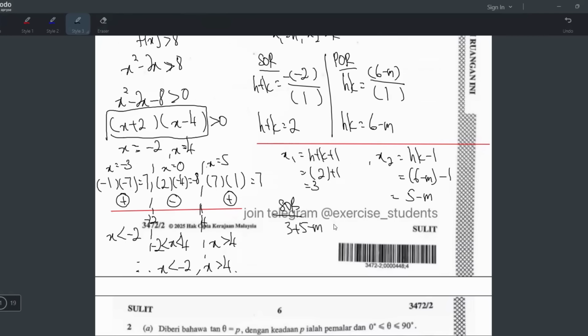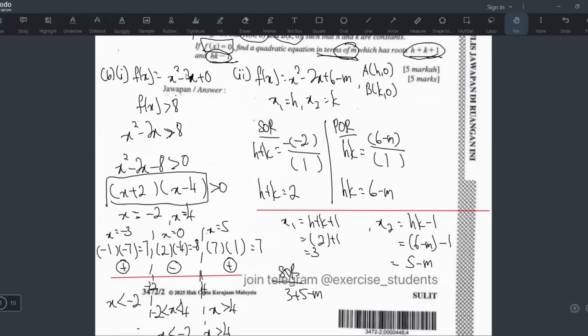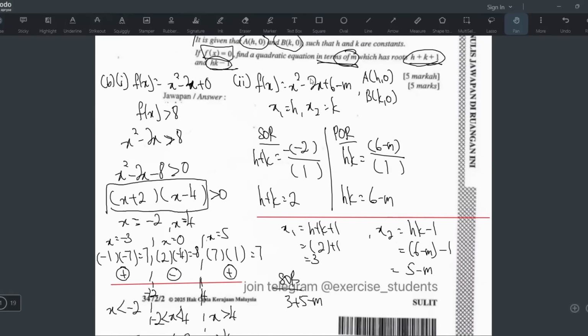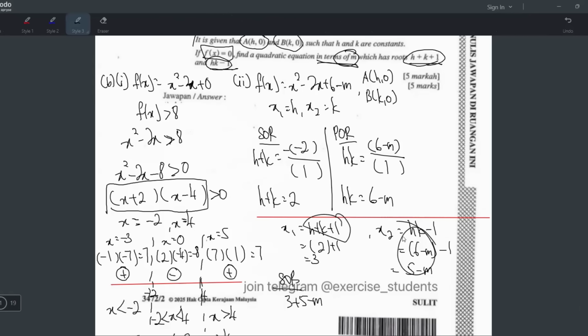Okay, this time, you don't have to write equals negative b over a because you don't have the b over a. You cannot write equals to negative 2. You cannot put in the b as negative 2. Cannot, because this roots belongs to another equation, not this one. This equation has different roots. So you cannot write equals to negative 2. So for this one, you don't have to write the negative b over a. Just put 3 plus 5 minus m, enough already.